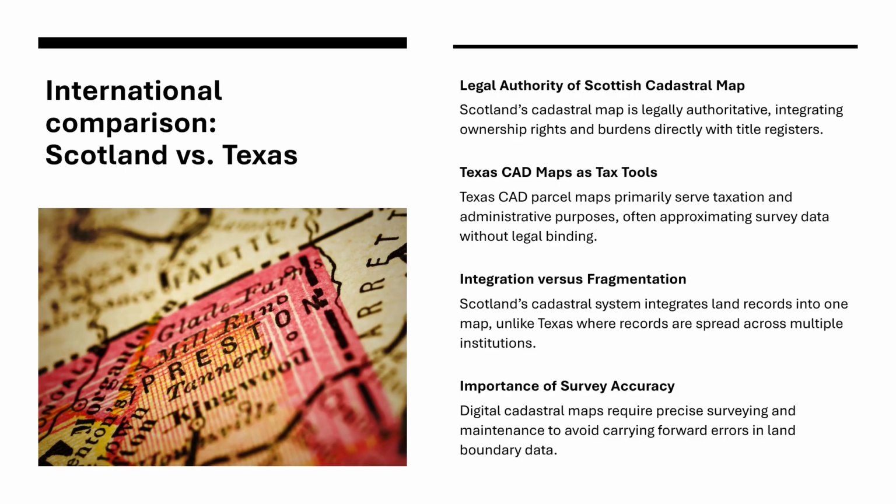Each parcel, called a cadastral unit, is tied directly to the title register. The map records not just boundaries, but also ownership interests, burdens, and the rights associated with the land. This makes the Scottish cadastral system fundamentally different from how we do it here in Texas, where our CAD maps are a taxation tool that may not align perfectly with survey evidence.